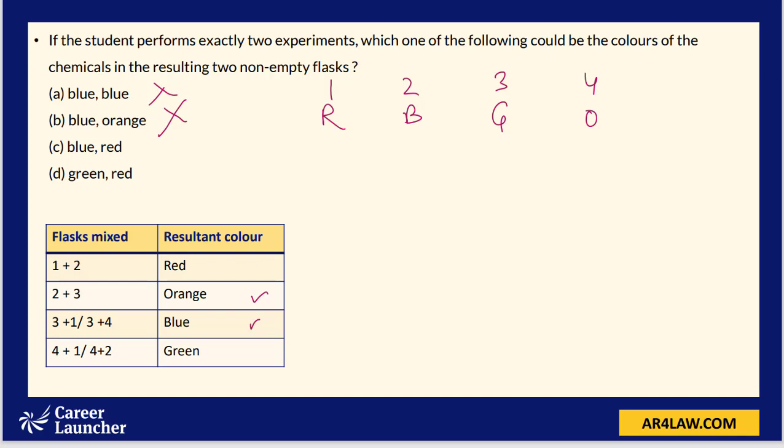Option C, blue and red. If I want to create blue, I can mix 3 with 4. If I want to create red, I can mix 1 with 2. Yes, this is possible. So option C would be my answer.